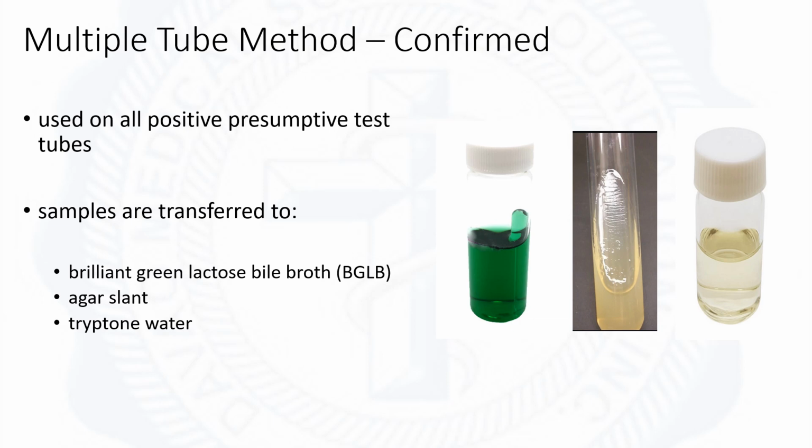Samples from a positive presumptive test tube are transferred to your brilliant green lactose bile broth, agar slant, and your tryptone water. The agar slant is inoculated, and gram stain preparations made from the slants are examined microscopically.